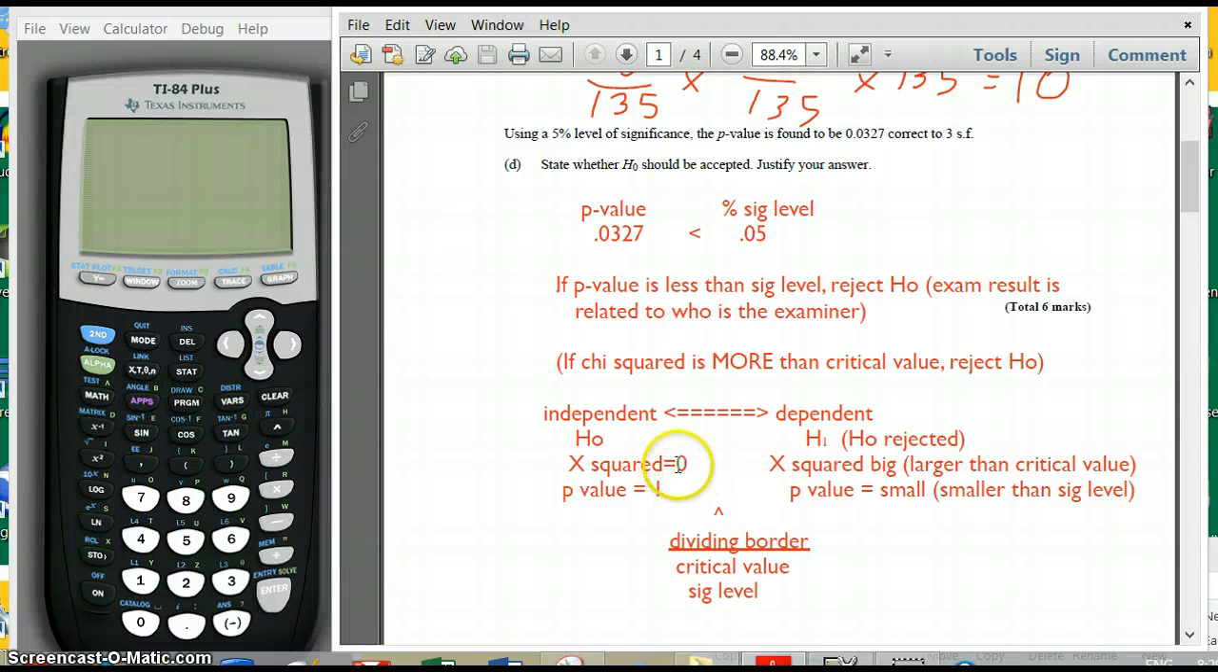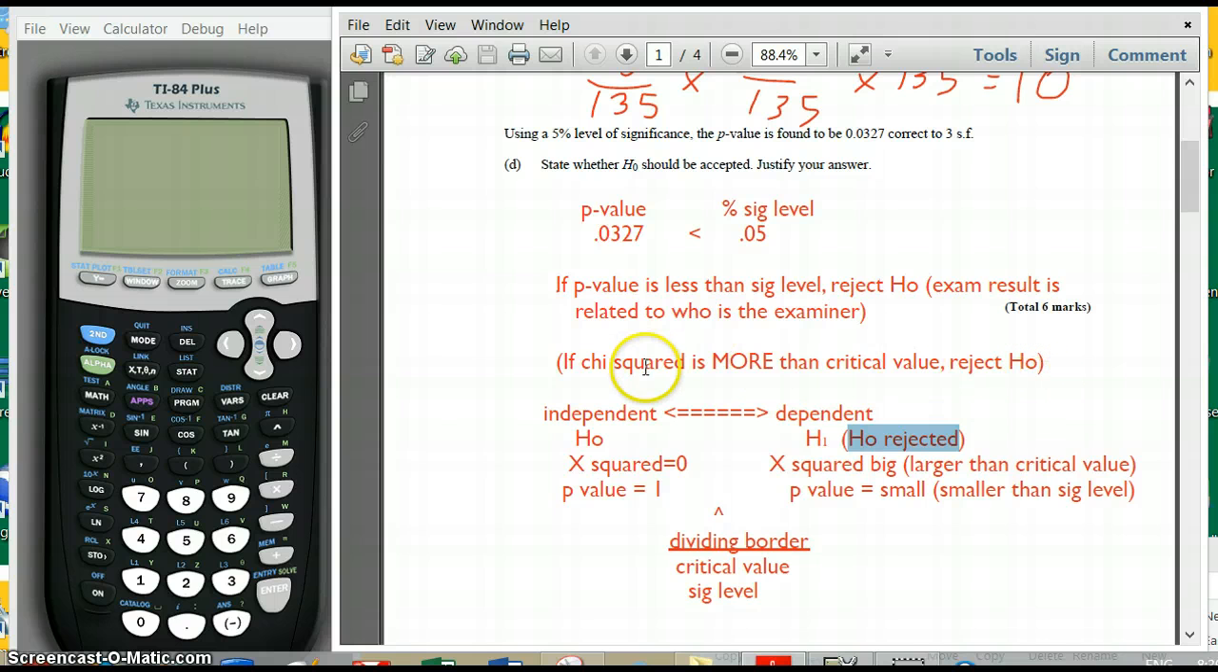So when the chi-squared is equal to 0, that means that it's totally independent, so the null hypothesis is true. Once you figure out that the chi-squared value is really big, then you know that the distribution is dependent and the null hypothesis should be rejected. So the two rules for rejecting the null hypothesis are: if the p-value is small, if it's less than the significance level, we reject the null hypothesis. Or if the chi-squared value is big, if it's more than the critical value, we reject the null hypothesis.